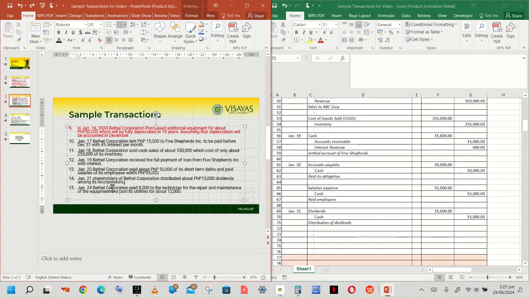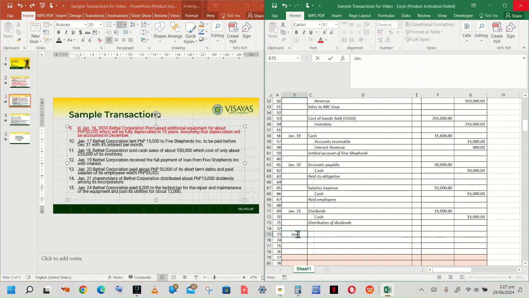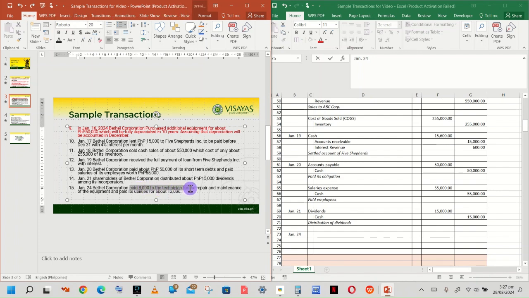Ayan. So, for the last transaction, January 24. But this is not yet the last since we still have adjusting entries. Okay? When we say adjusting entries, kailangan mo pa rin mag-journalize. Okay? So, lahat ng transaction dapat ilagay record sa journal book. So, for January 24, yung Bethel Corporation paid 8,000 to technician for the repair and maintenance expenses. Okay? So, nabawasan na naman yung ating pera.